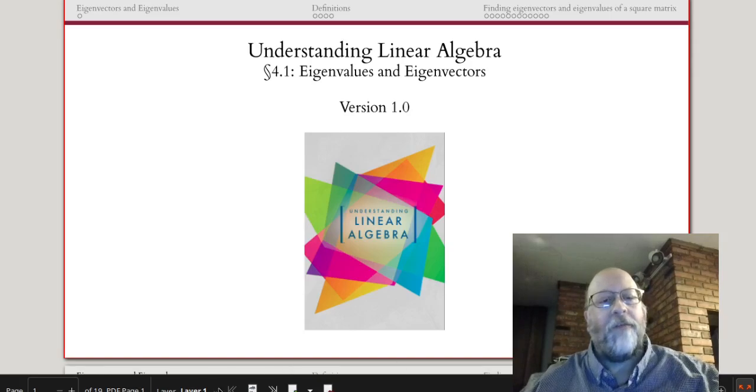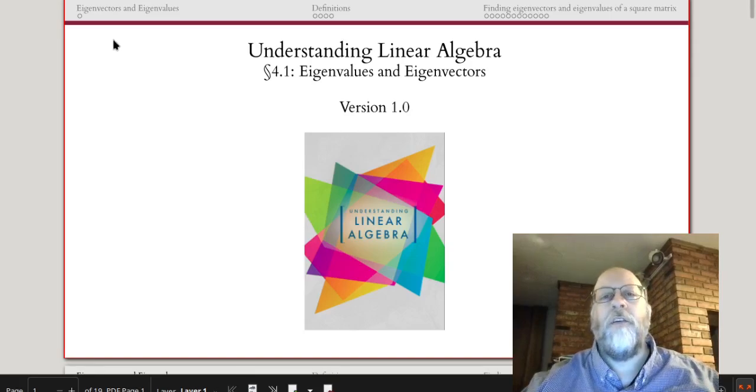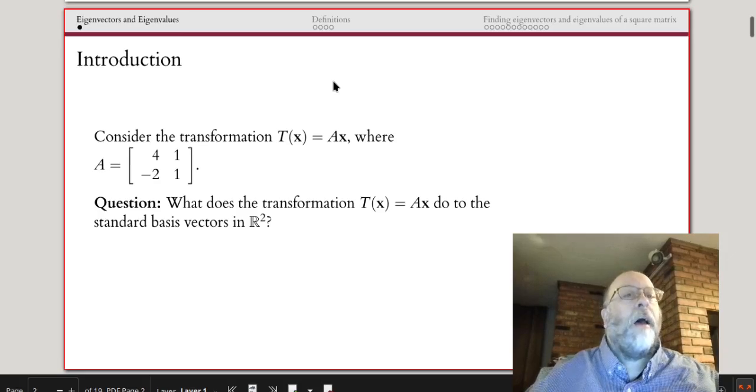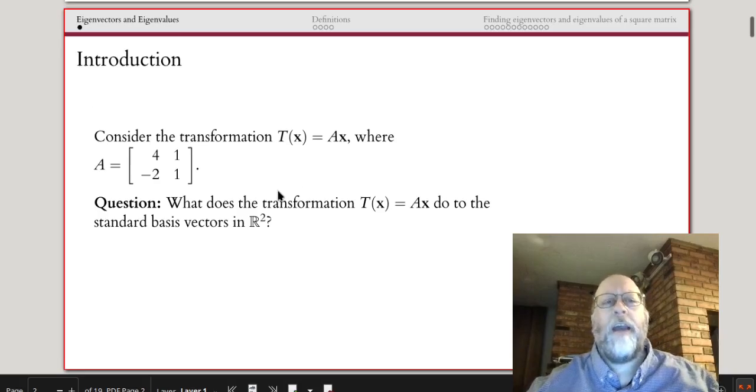This is chapter 4, and 4.1 is on eigenvalues and eigenvectors. These are pretty important concepts, and so I want to get started on these right away. But before we do that, we're going to start with just a little introduction as to what we're looking at and why we're looking at it.